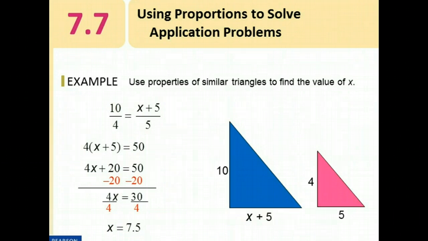Now if these side lengths were marked with units, we would need to put units on our 7.5, but we did not have units on our original picture, so we don't have to worry about it this time. It's always a good idea to also look back at the original picture and to just make sure that this length seems reasonable when you compare it to the other sides.